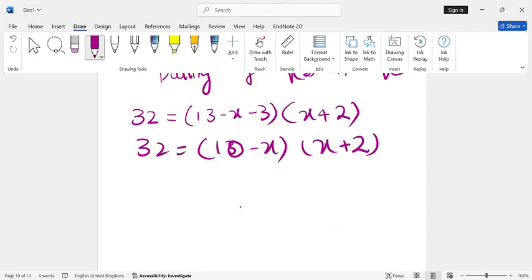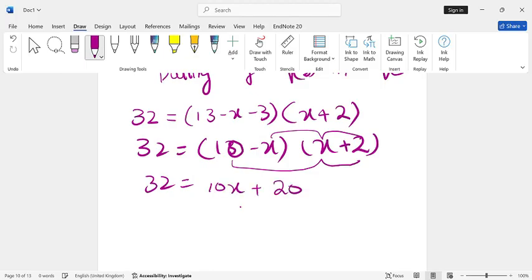So what we have is 32 equals 2. I'm going to multiply this term with both of these terms one by one, and then this term with both of these one by one, okay? Now let's see how. We have 10x plus 20, and minus x multiplied with positive x gives minus x squared, minus 2x.